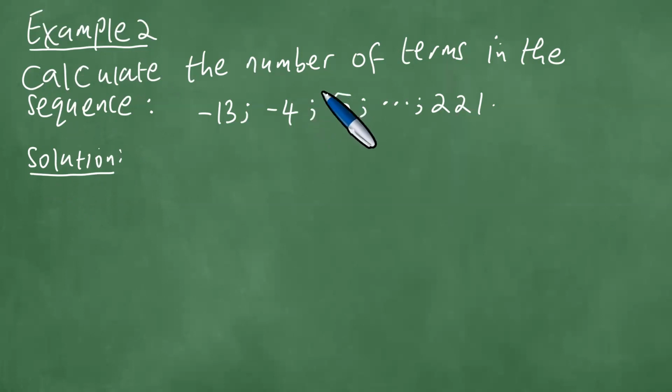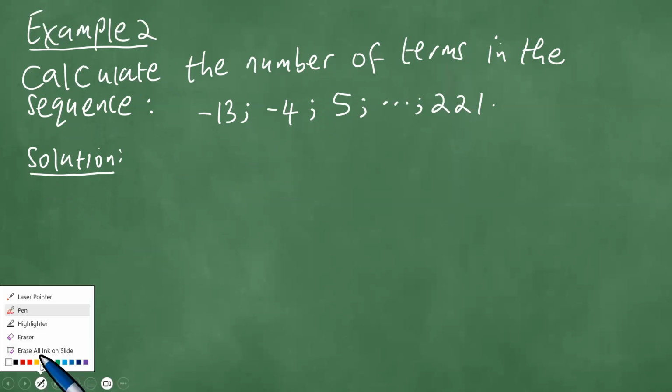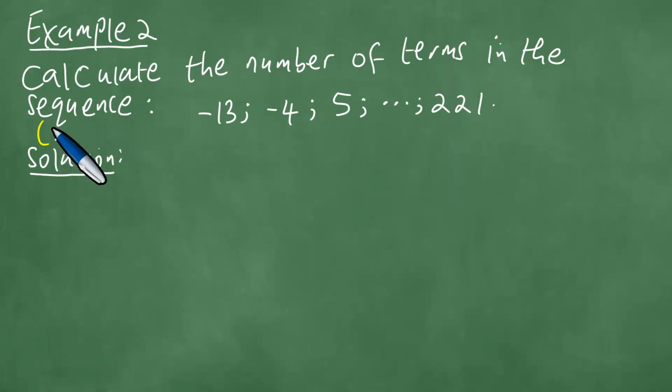Calculate the number of terms in the sequence. The question is, there is a sequence. What is a sequence in mathematics? A sequence is the mathematical term we use to mean a list. So if we're speaking about a sequence, we're speaking about a list. You can say the list of your stationery for the year: pens, pencil, ruler, eraser, and so on. So that becomes the list.